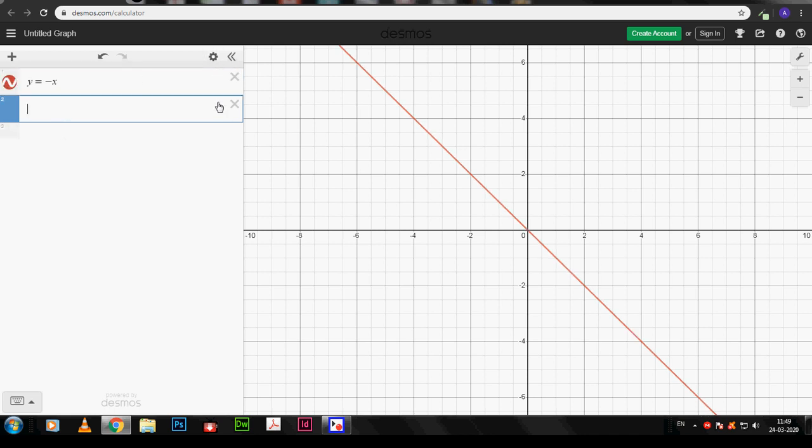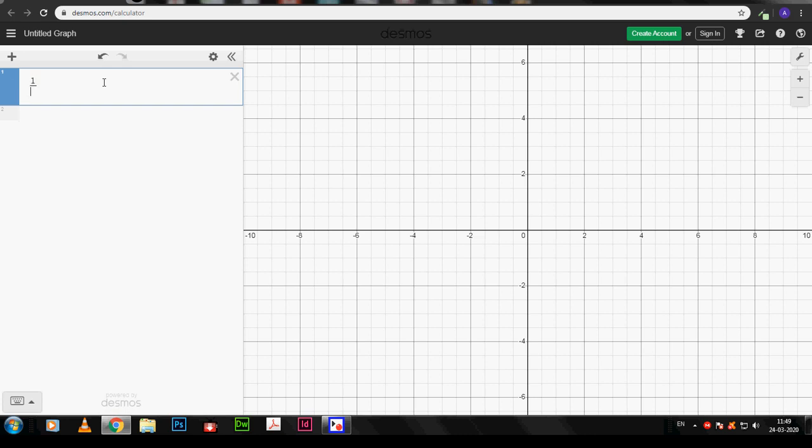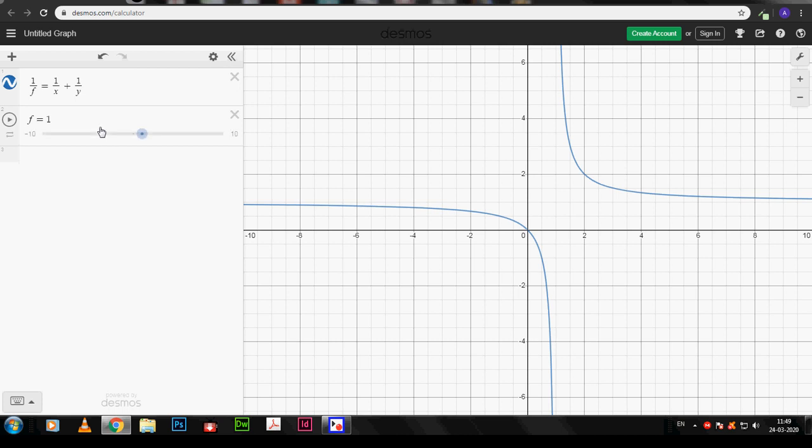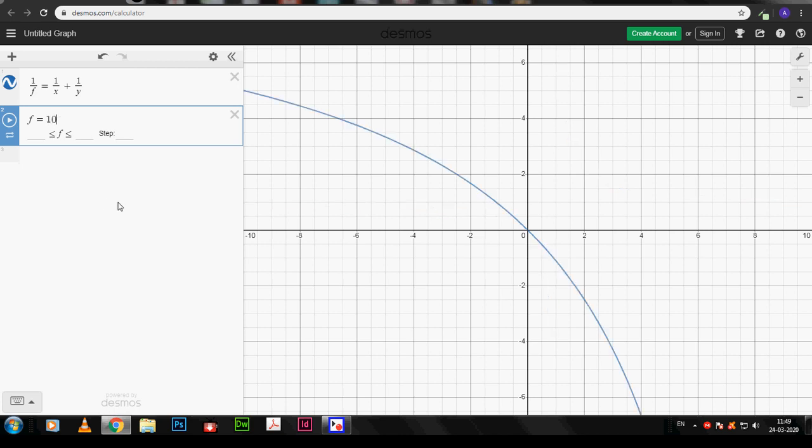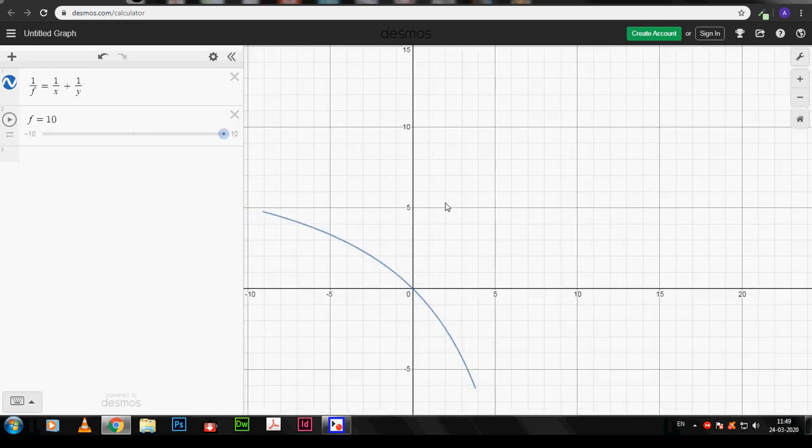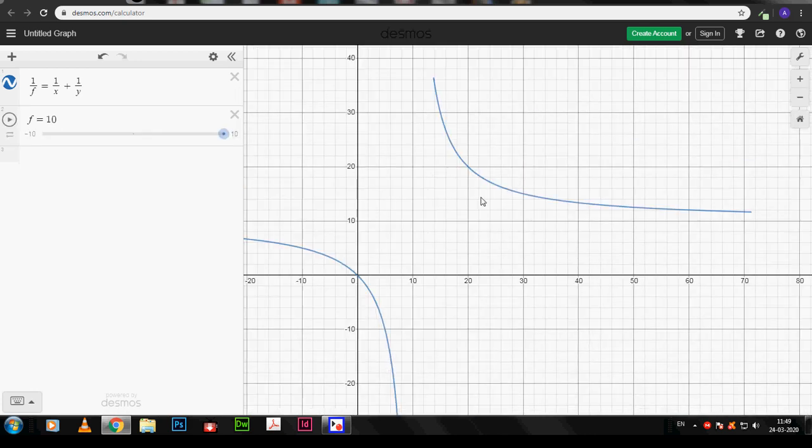Next is, now we will see in case of mirror equation how is the curve. So 1 by f equal to 1 by x plus 1 by y. I will define x. Can you see the graph on the right side? So let's say I'm using a mirror whose focal length is 10 cm. So this is the focal length 10. Let me zoom out a little bit. There is the curve. We are not interested in this one.